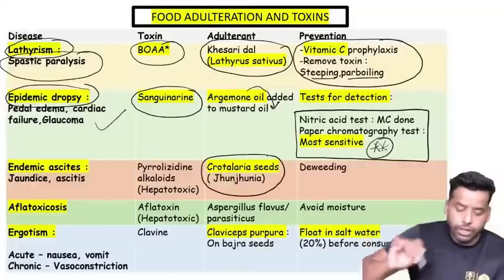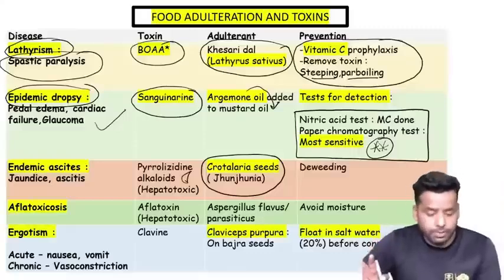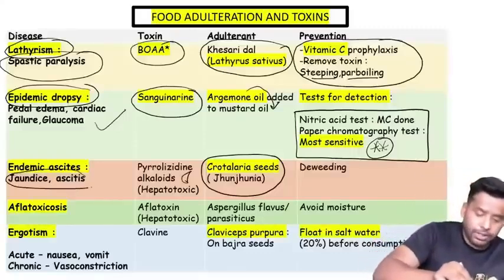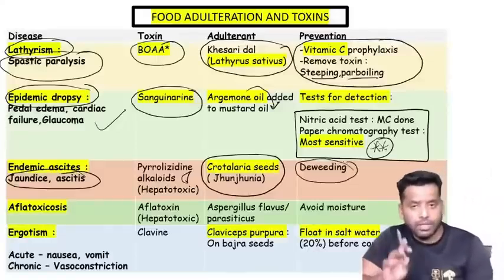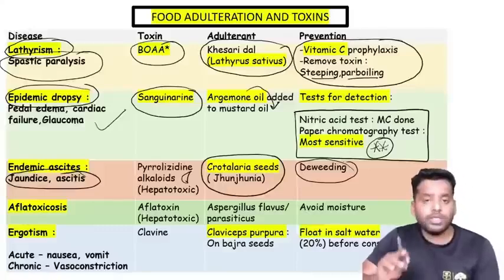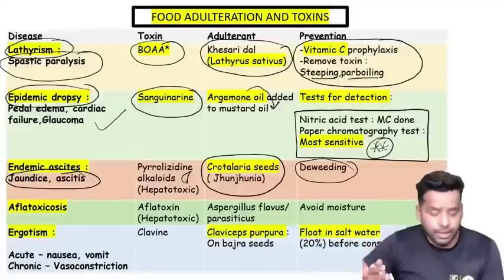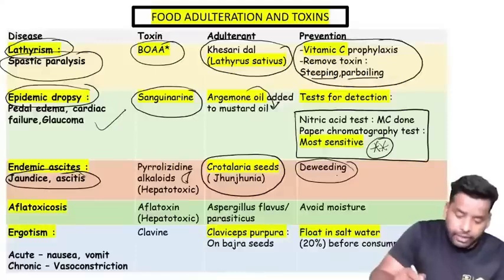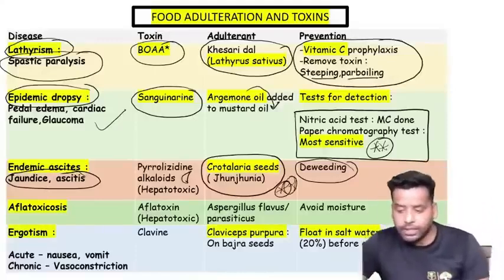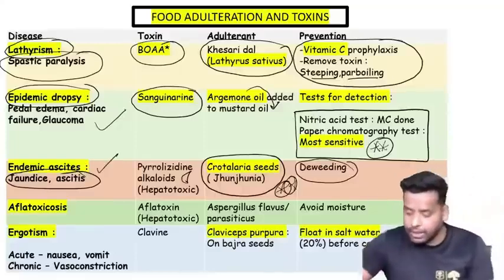Crotalaria seeds, if you consume, they are hepatotoxic alkaloids presenting as jaundice and ascites. That is why we need to separate them. In tribal areas, usually when they consume, they don't know what this seed is. That is called endemic ascites. De-weeding, we have to separate these seeds. De-weeding will help in preventing endemic ascites.